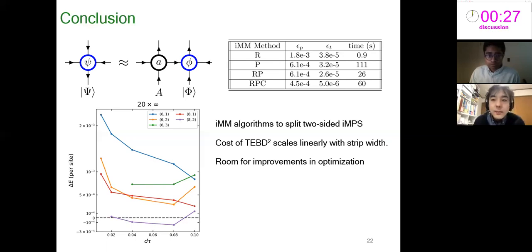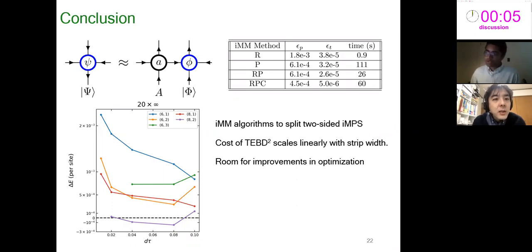So I have a question about the energy calculation. I naively feel that because this Moses move has some error, the energy can be lower than the exact energy. Is that correct?